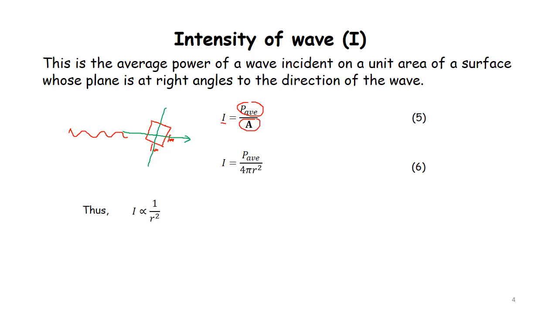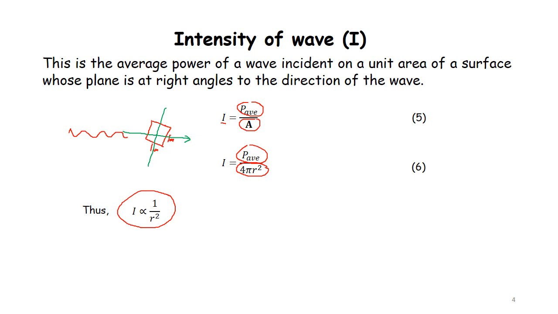So you have the average power over 4 pi r squared, which is the area of a sphere. And what does that mean? If you take that for a constant average power, then what you see is that the intensity of a wave will decrease farther away from the source of the wave. That's what this equation now means.